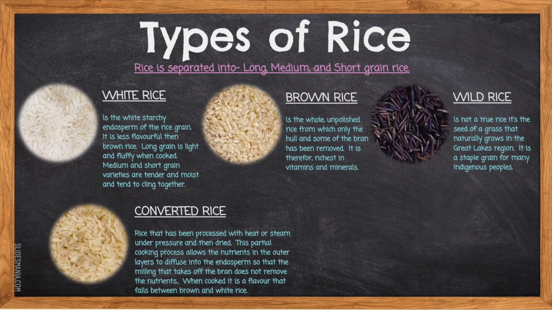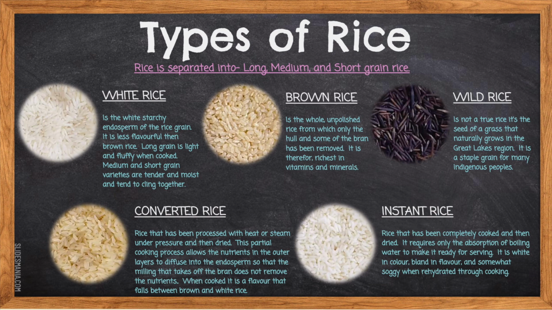Fourth category is converted rice. This is rice that has been processed with heat or steam under pressure and then dried. This partial cooking process allows the nutrients in the outer layers to diffuse into the endosperm so that the milling takes off the bran and does not remove the nutrients. When cooked, it has the flavor that falls between brown and white rice.